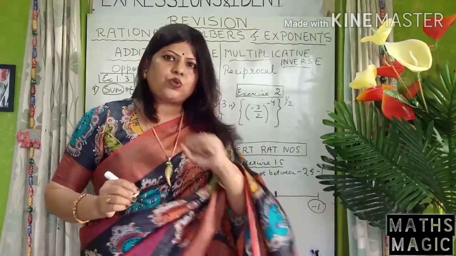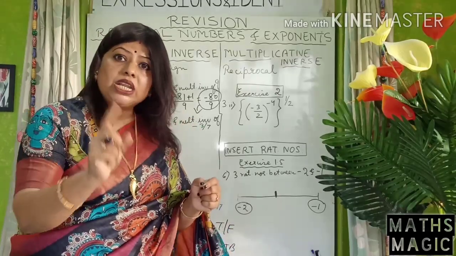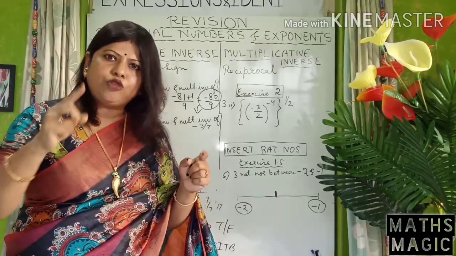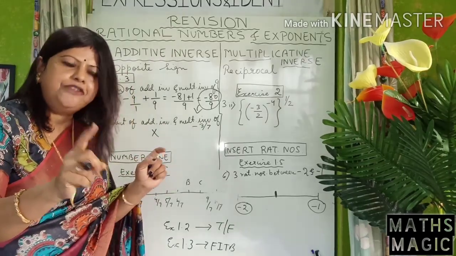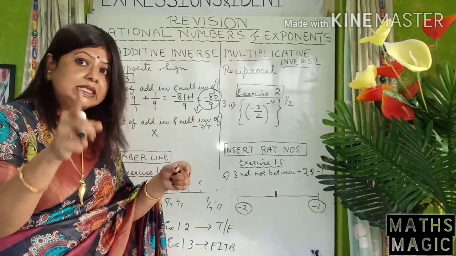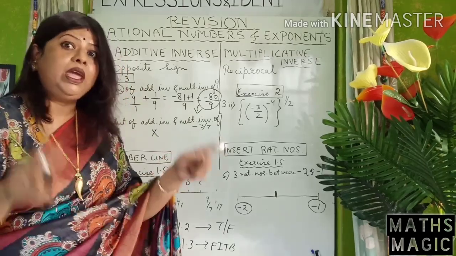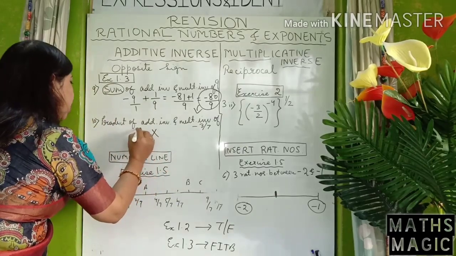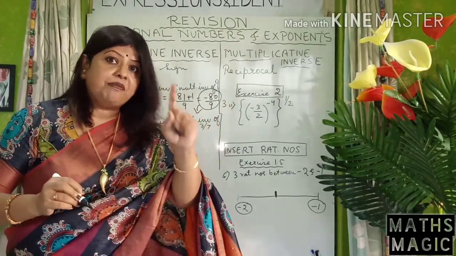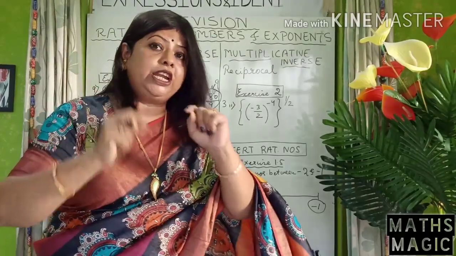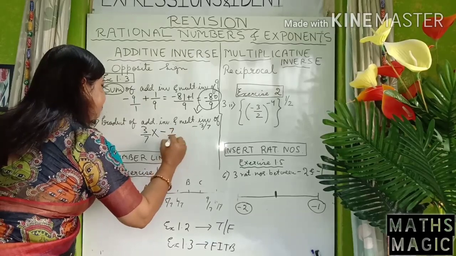next question. The next question is question number 10. Question number 10 says, what is the product? Product means what we have to do? We have to multiply. So what is the product of additive inverse of minus 3 by 7? Children, additive inverse of minus 3 by 7 will be plus 3 by 7. So additive inverse is 3 by 7 and multiplicative inverse of minus 3 by 7, reciprocate, it will be minus 7 by 3. So minus 7 by 3.